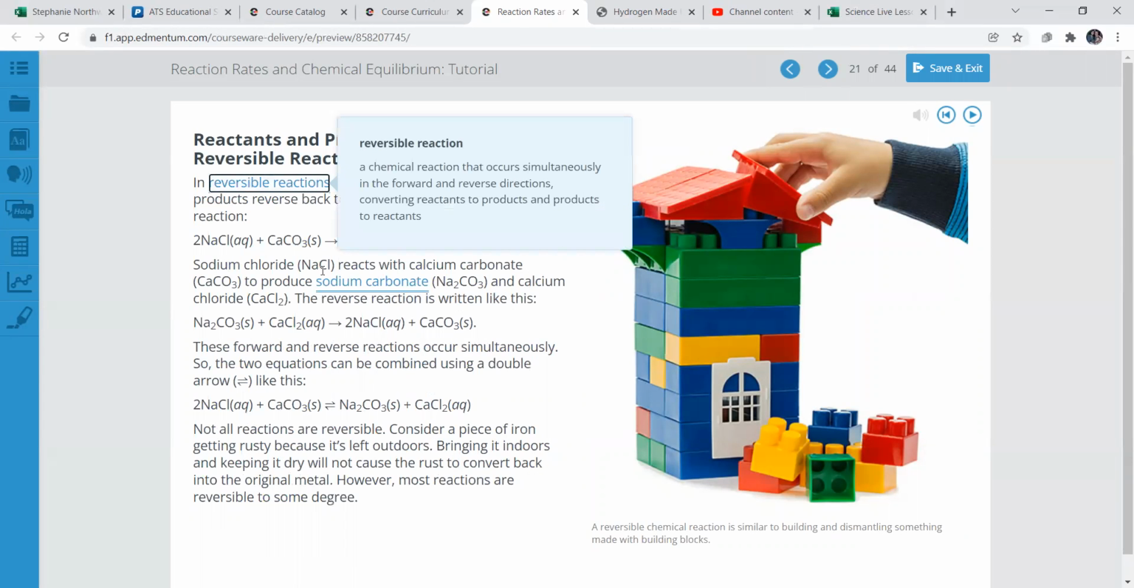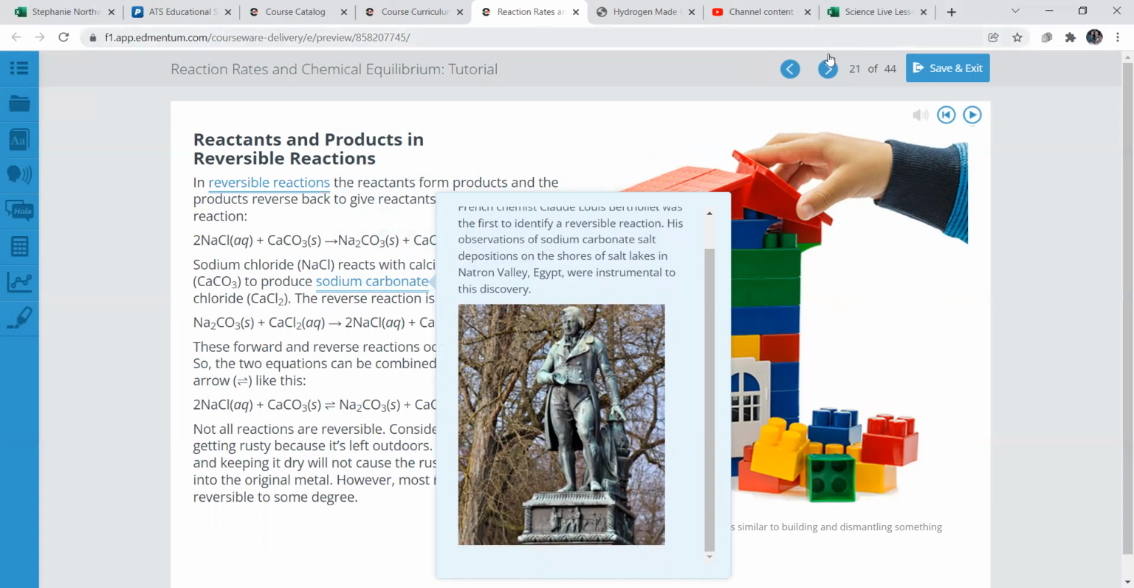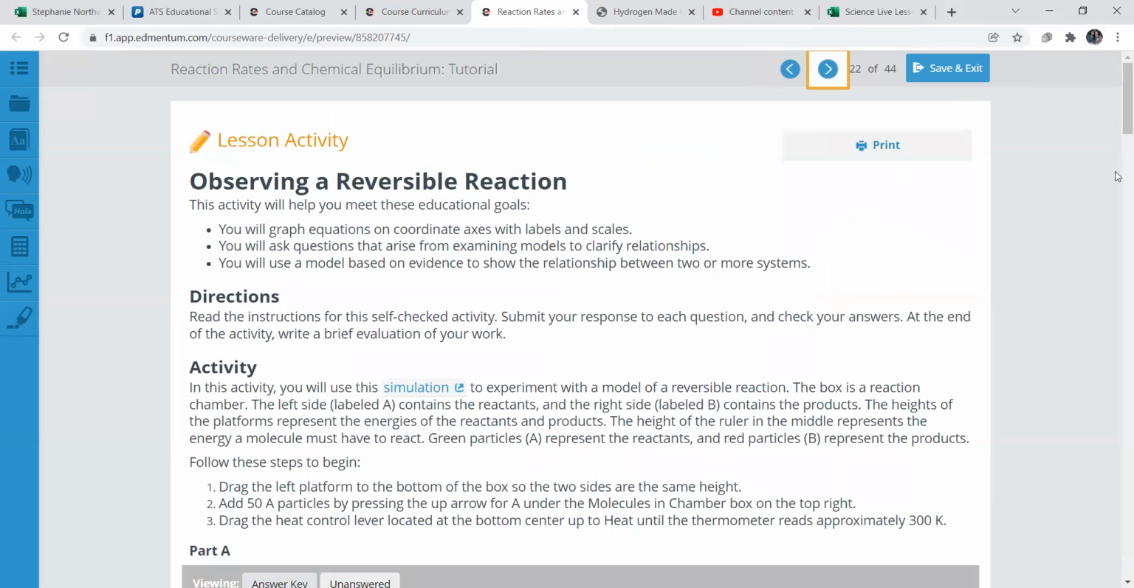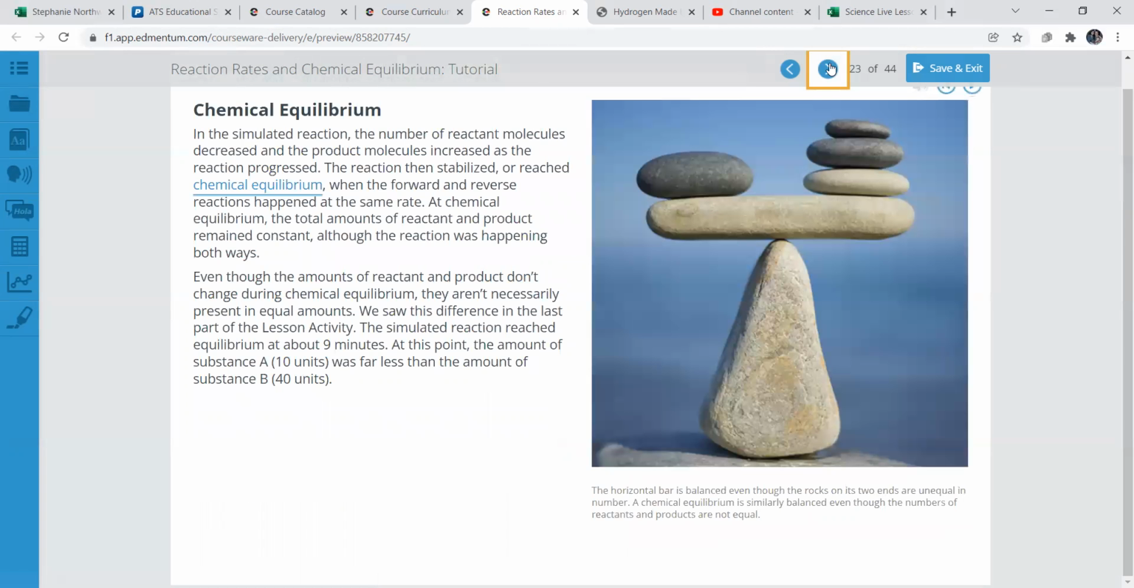Another reversible reaction, a chemical reaction that occurs simultaneously in the forward and reverse directions. So it's always going on. It can go forward and backwards, something like that. This is an example, sodium permanganate. This just gives you an example. Try this on your own.